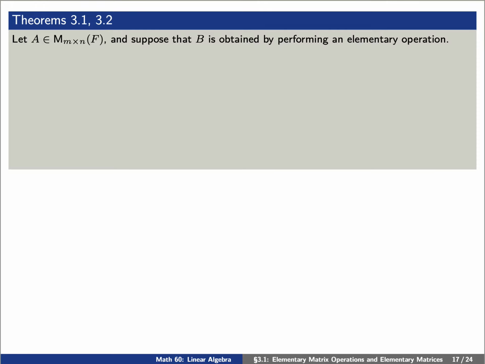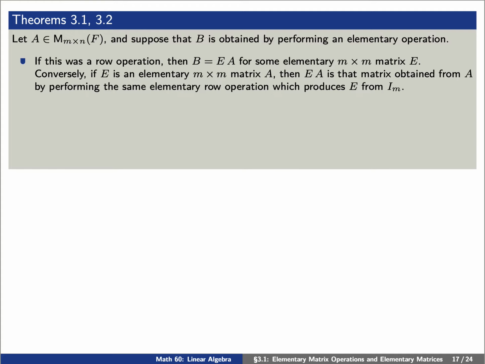Let's let A be an m by n matrix, and suppose that B is obtained from A by performing an elementary operation. There are three cases we need to consider. If this were a row operation, then B is simply E times A for some elementary m by m matrix E. Conversely, if E is an elementary m by m matrix, then E times A is that matrix obtained from A by performing the exact same elementary row operation that produces E from the m by m identity matrix.